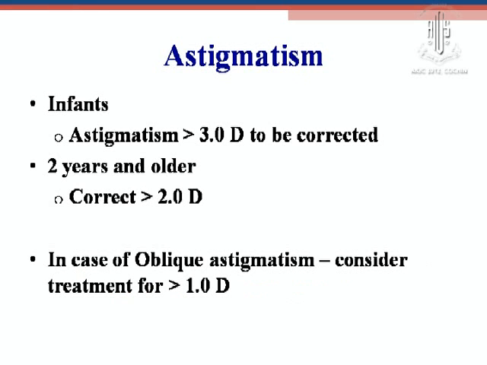In infants with astigmatism, more than 3 diopters should be corrected. For children more than 2 years of age, the astigmatism of 2 diopters should be corrected. In case the child has an oblique astigmatism, we should consider the correction for even a difference of more than 1 diopter.